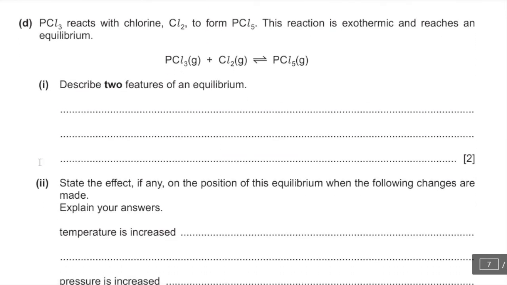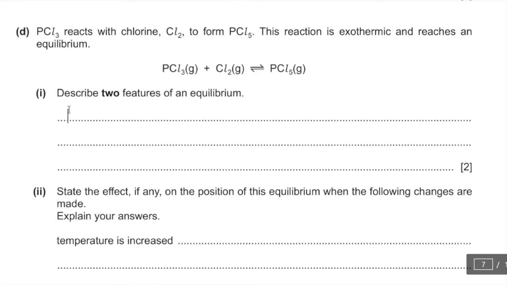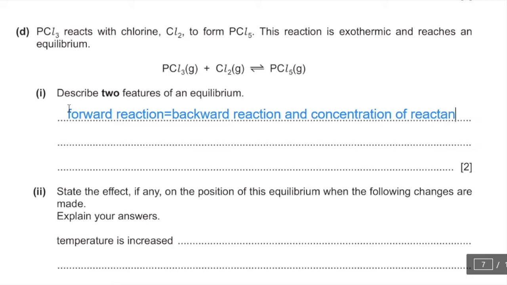D. Phosphorus chloride reacts with chlorine to form phosphorus chloride with 5 chlorine atoms. This reaction is exothermic and reaches an equilibrium. 1. Describe 2 features of an equilibrium. Alright, so in an equilibrium the forward reaction rate is equal to the backward reaction rate, and the concentration of reactants and products does not change.